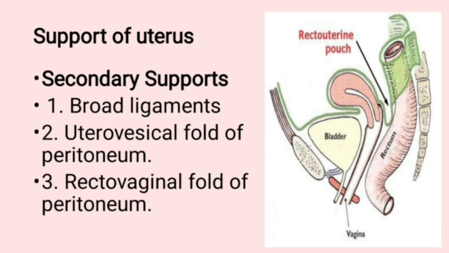So we now have learned about the gross anatomy, position, relationships, blood supply, lymphatic drainage, nerve supply, and the support of the uterus. This is in short about the uterus. We will learn about the external genital organs in our next video.